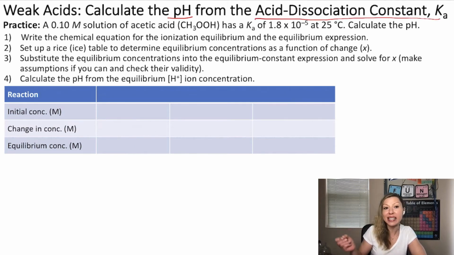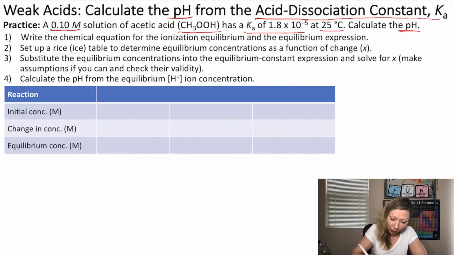In our practice question we have a 0.1 molar solution of acetic acid, which is CH3COOH. We know the Ka at 25 degrees Celsius, and we need to calculate the pH. Well, the pH equals the negative log of the hydrogen ion concentration at equilibrium, so we will have to figure out the hydrogen ion concentration.